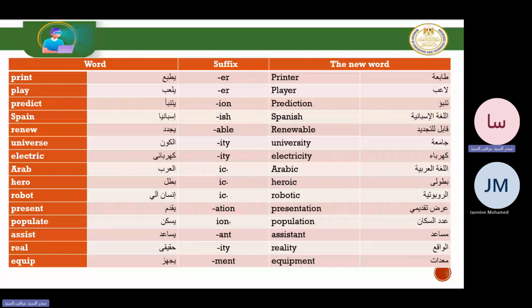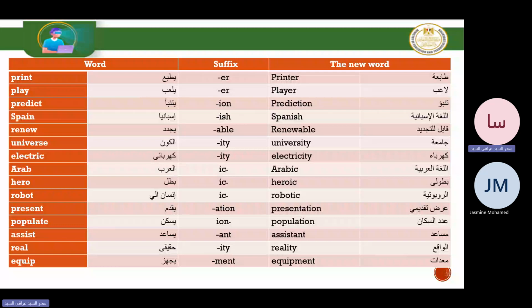So these are the new words after adding the suffix to these words. Okay, let's continue. Account with ant becomes accountant. Distant with ce becomes distance. Engineer with ing becomes engineering. Profession with al becomes professional.